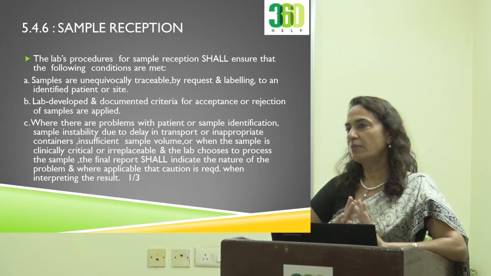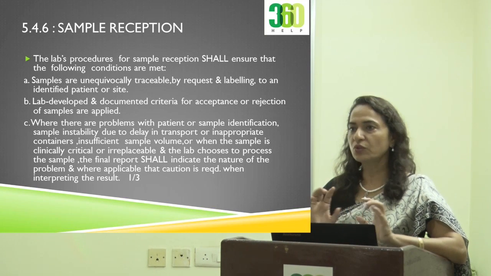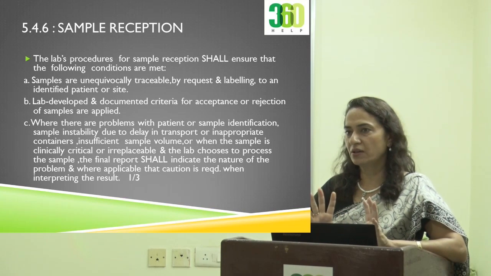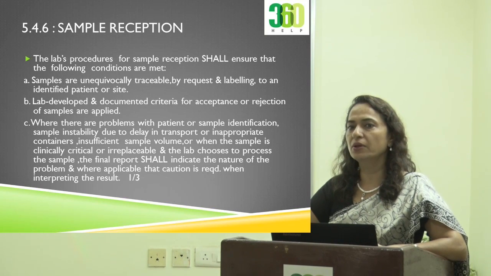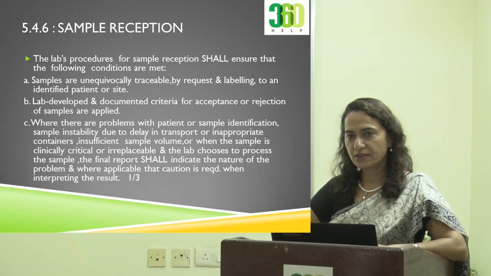So what are the normal rejection and acceptance criteria? If it is more than the mark we have labeled, it is more than the mark. So volume: if volume is less or volume is more, both are not right. Then wrong tube, then wrong labeling, extensively hemolyzed. After centrifugation, when it goes to the lab.